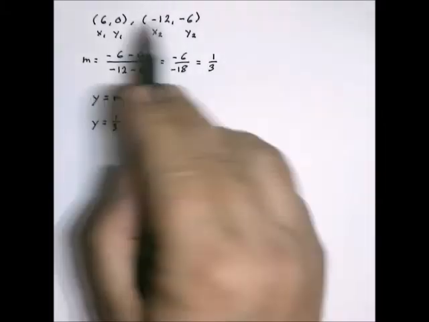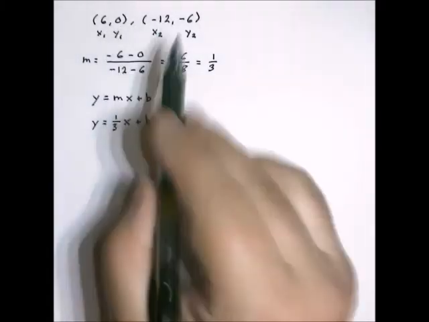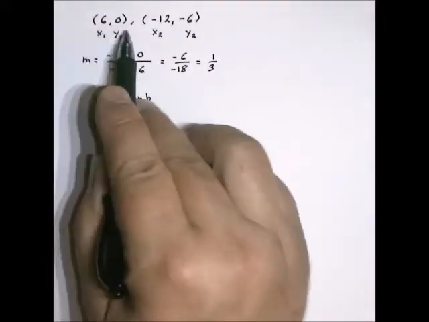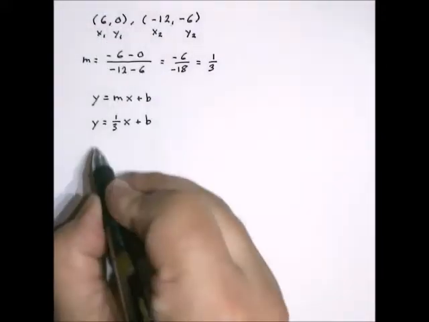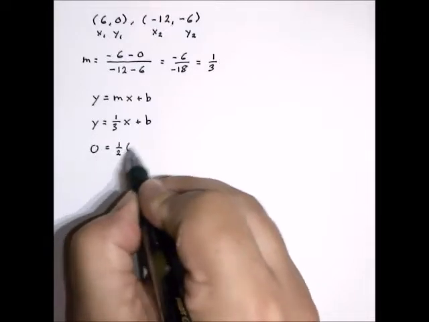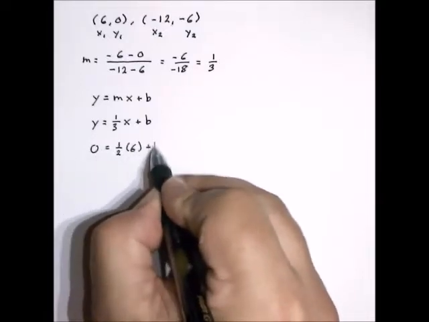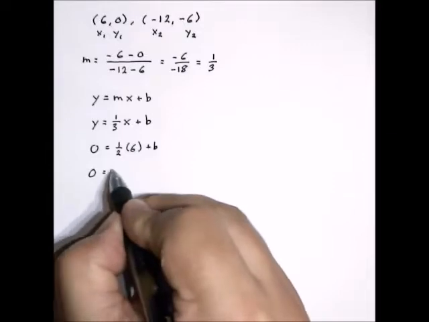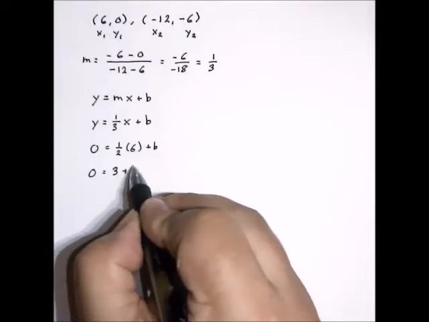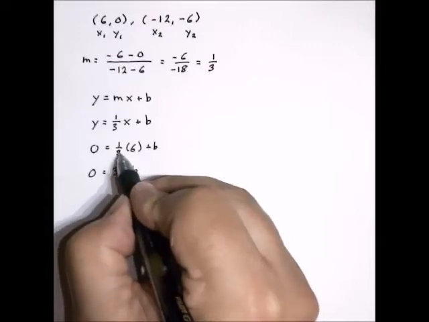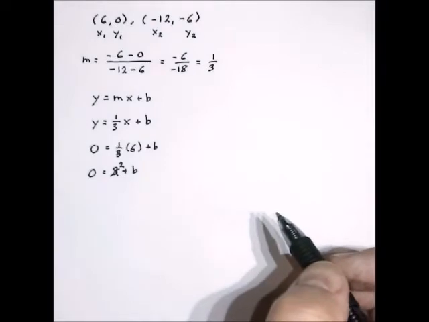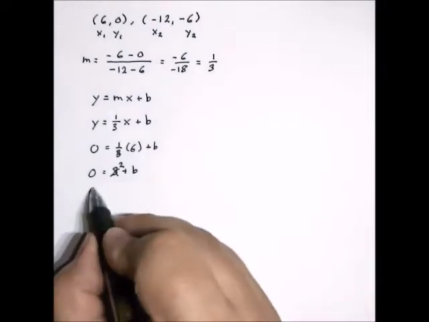And now I'm going to pick either one of these points to plug in here. I'm just going to pick the one that looks easiest, and this first pair looks easiest to me. So I'm going to plug 0 in for the y and 6 in for the x. Yep. That should have been a 3, which would make that a 2. So let me rewrite that.